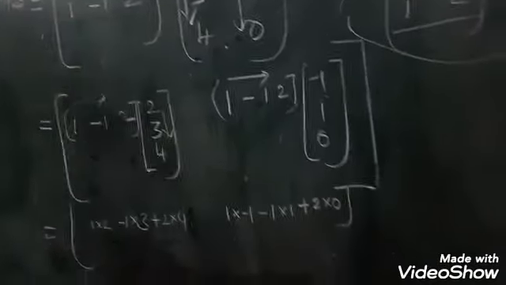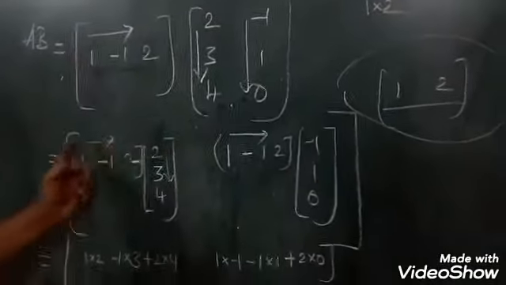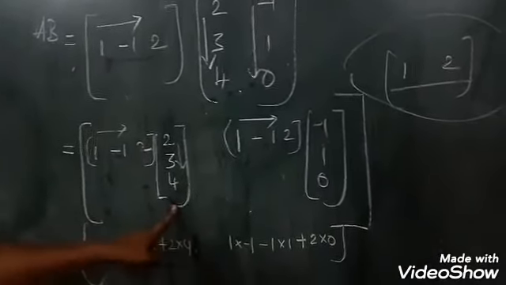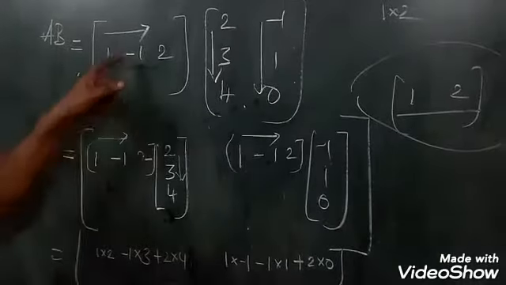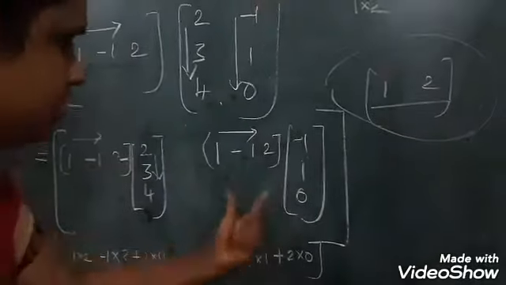See girls, here if you want to multiply, first you write the L shape. Okay girls, the first row and first column together, simplify. Okay, then next first row and second column together, simplify.